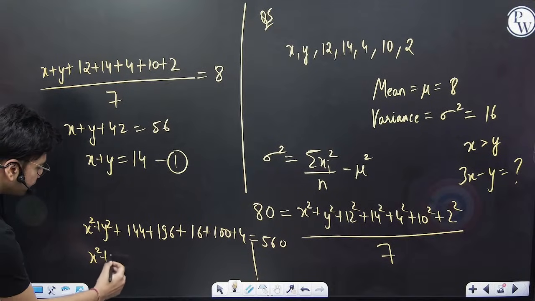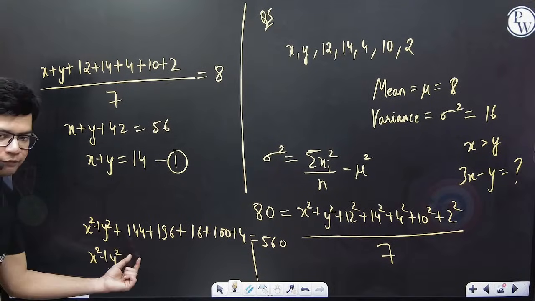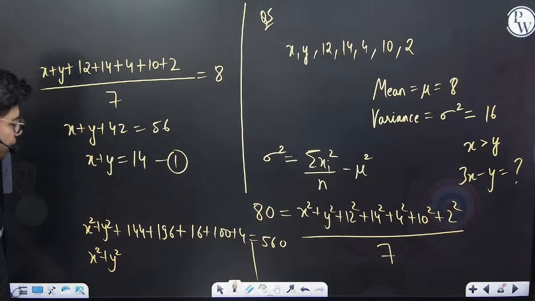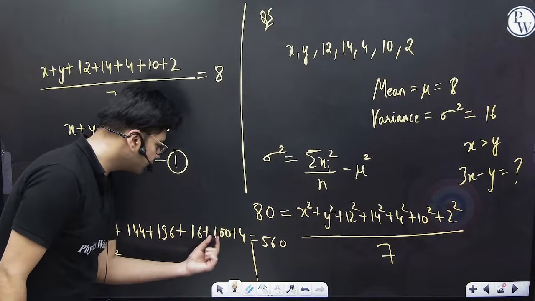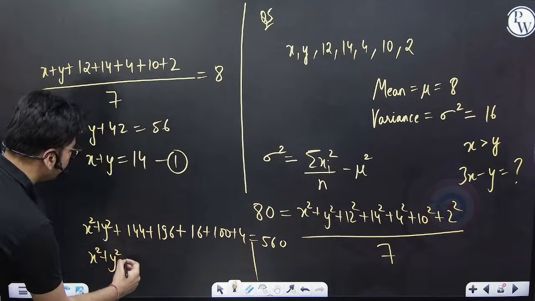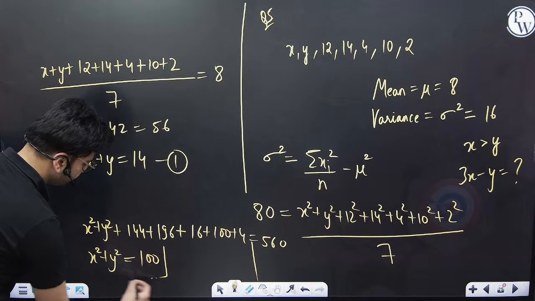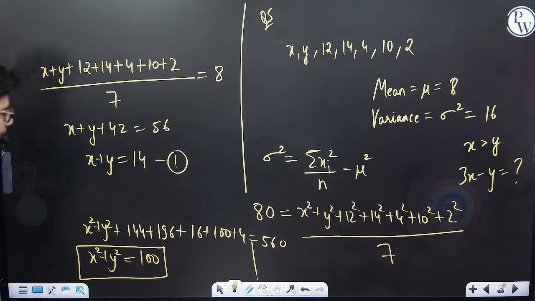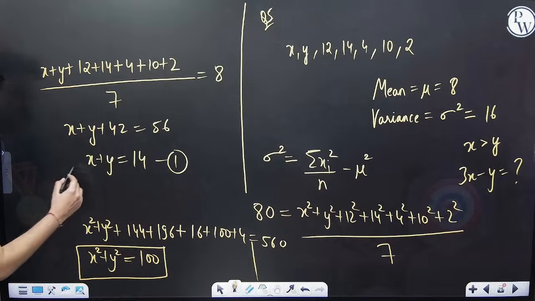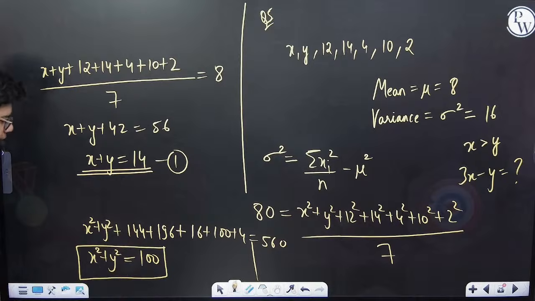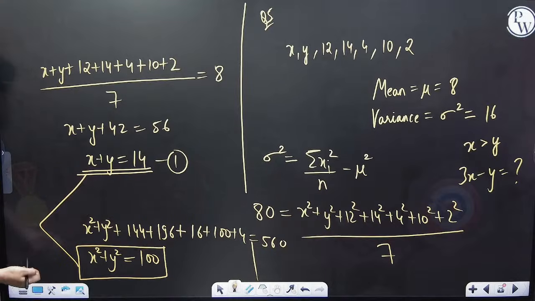x square plus y square: 144 plus 196 will be 340, 356, 456, 460. So x square plus y square is coming out as 100. So from here, now you have this relation and you have this relation. So we can simply calculate the value of x and y, or you know the Pythagorean triplet also.